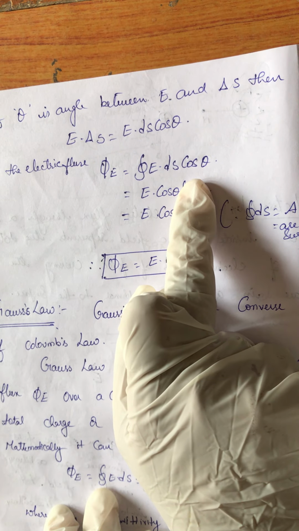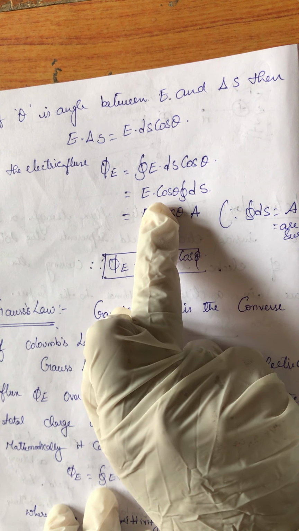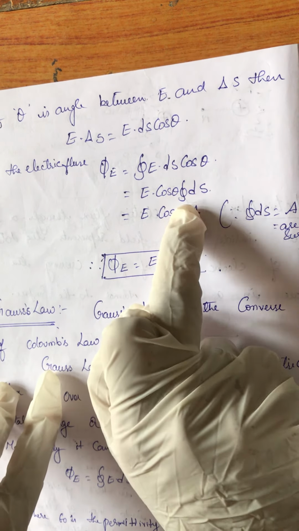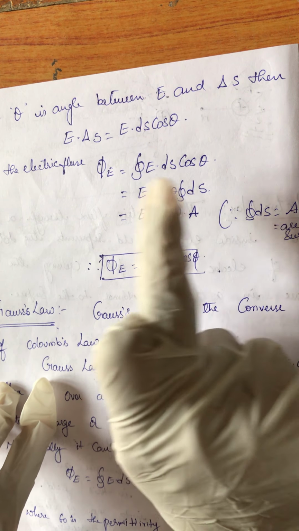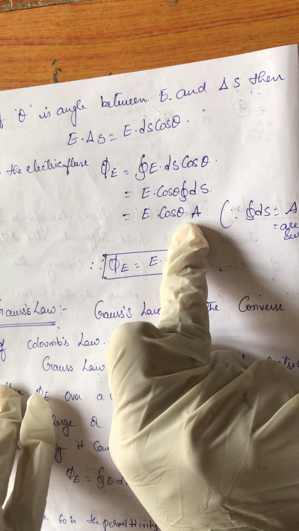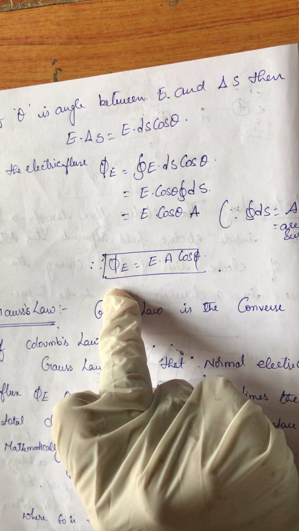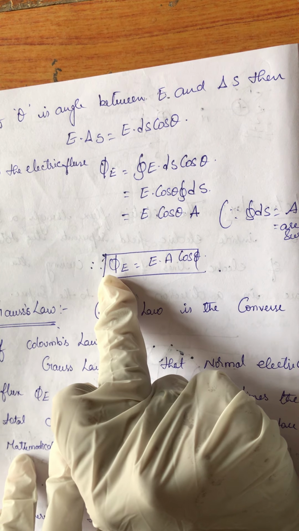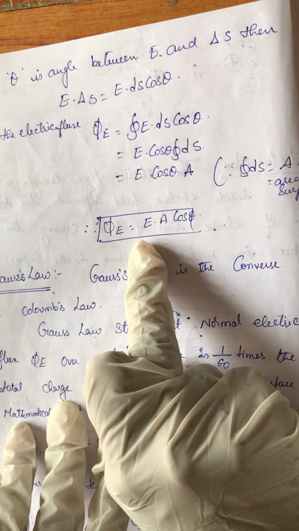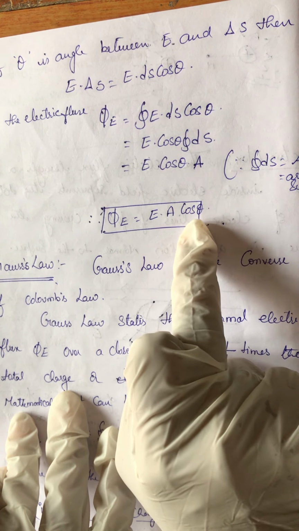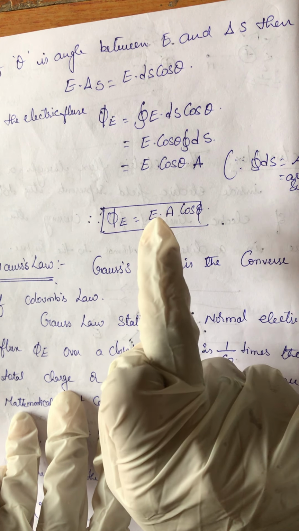Now the electric flux will be, see, phi E equals integral E dot dS, which is E cos theta. We took E cos theta out and integral dS. Integral dS is nothing but what? We will get the total surface area, so that's why I wrote A here. So phi E, this is electric flux, phi suffix E is equal to E A cos theta. This is our electric flux.